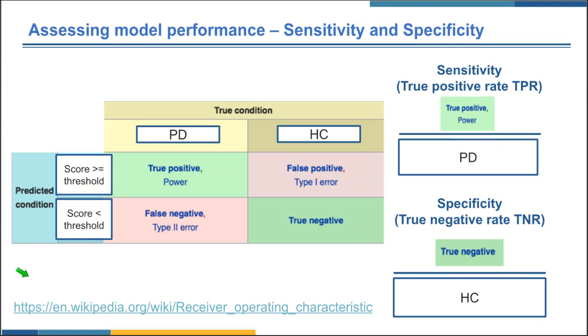So with this table in mind, the sensitivity is the true positive rate over the total PD patients. In other words, out of the total PD patients, what's the proportion that the model finds right. So it's like what's the proportion of you really have PD and the model thinks you have PD as well. And specificity, on the other hand, is if you are healthy people, you don't have PD, what's the proportion that your score is lower than the threshold. So these are the concepts about sensitivity and specificity.